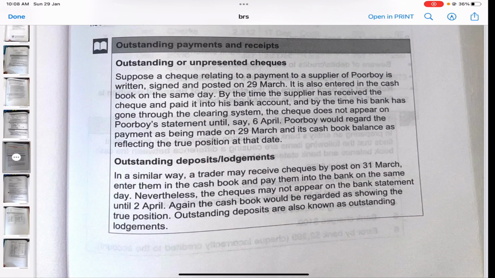Outstanding deposits or lodgements. In a similar way, a trader may receive checks by post on 31st March, enter them in the cash book, and pay them into the bank on the same day. The checks may not appear on the bank statement until 2nd April. Again, the cash book would be regarded as showing the true position. Outstanding deposits are also known as outstanding lodgements. Outstanding lodgements or outstanding deposits is something which we have received.